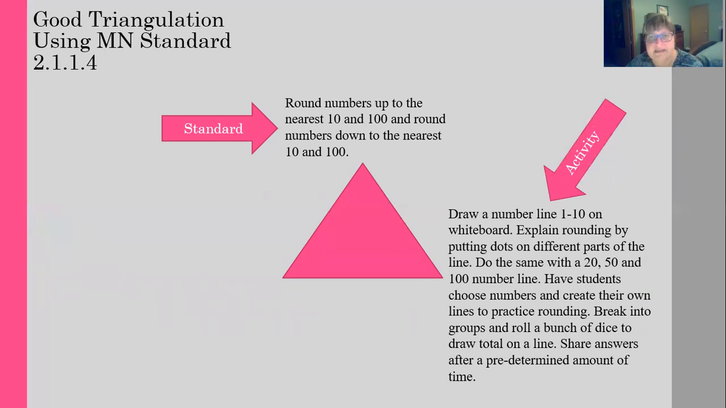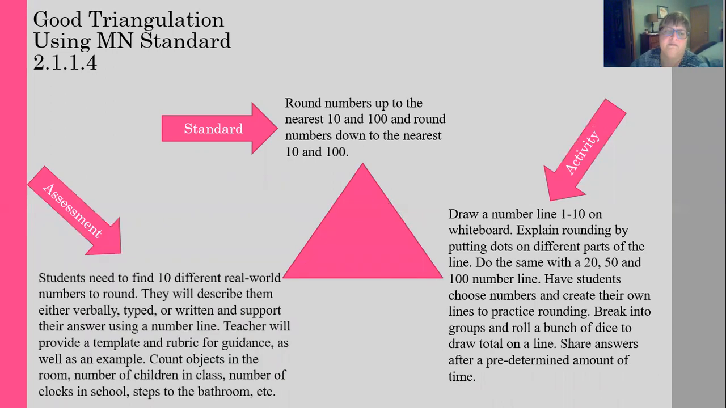After that, students can create their own number line and choose their own numbers, maybe numbers that are important to them. Then they can break into groups, and to extend it even further to real world situation, take a bunch of dice and count up what the total is on those dice and determine what 10 or 100 they might be rounding closest to.